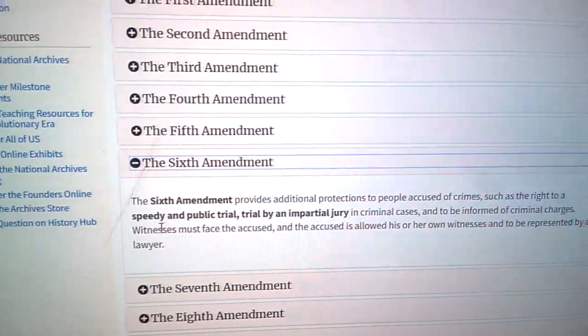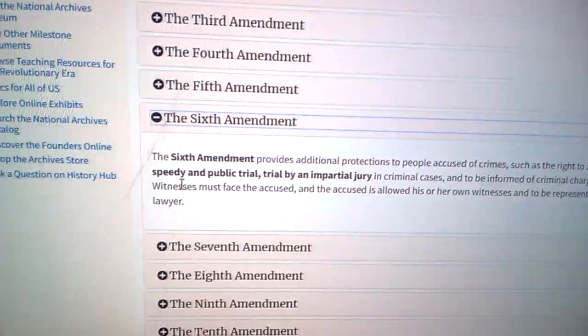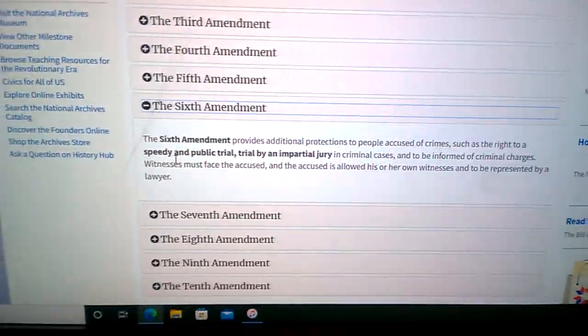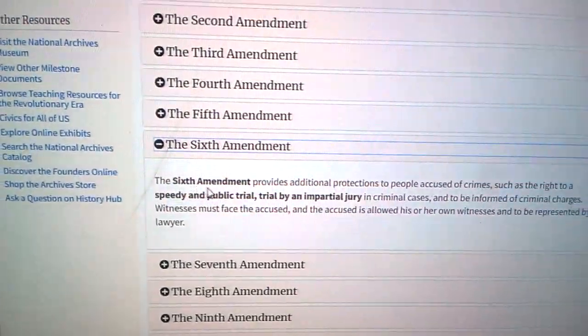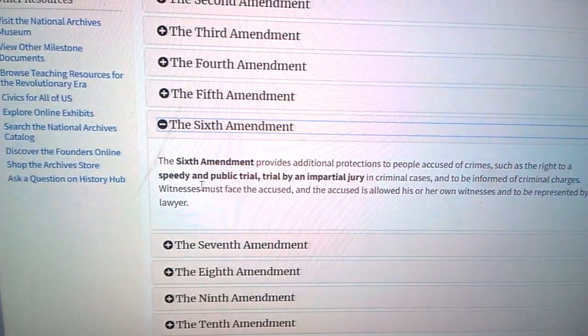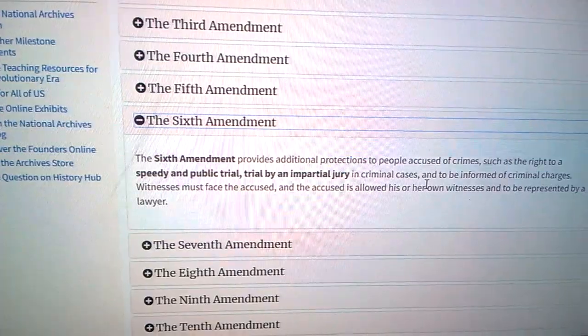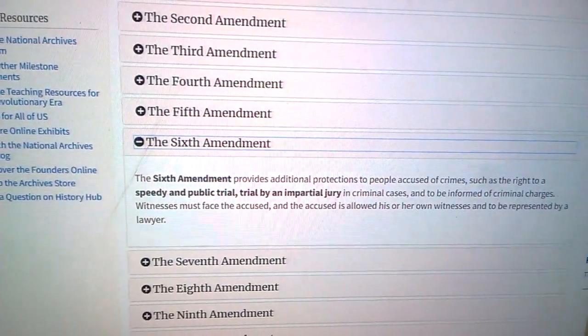That would be the one where they have the right to shut the fuck up until a lawyer's present so they don't have to admit their guilt, which gives them an opportunity to work out a plea bargain with the prosecutor. The Sixth Amendment provides additional protections to people accused of crimes, such as the right to a speedy and public trial, trial by an impartial jury in criminal cases, and to be informed of criminal charges.